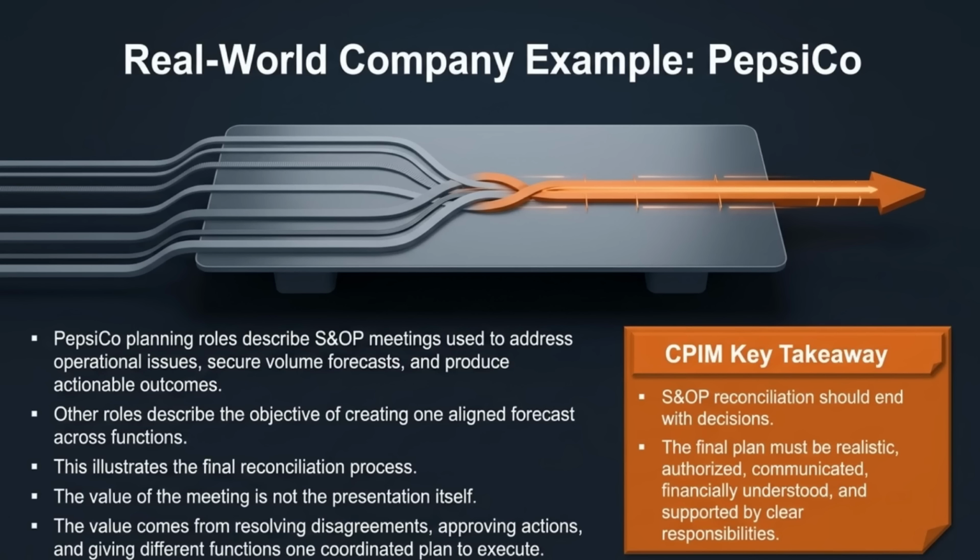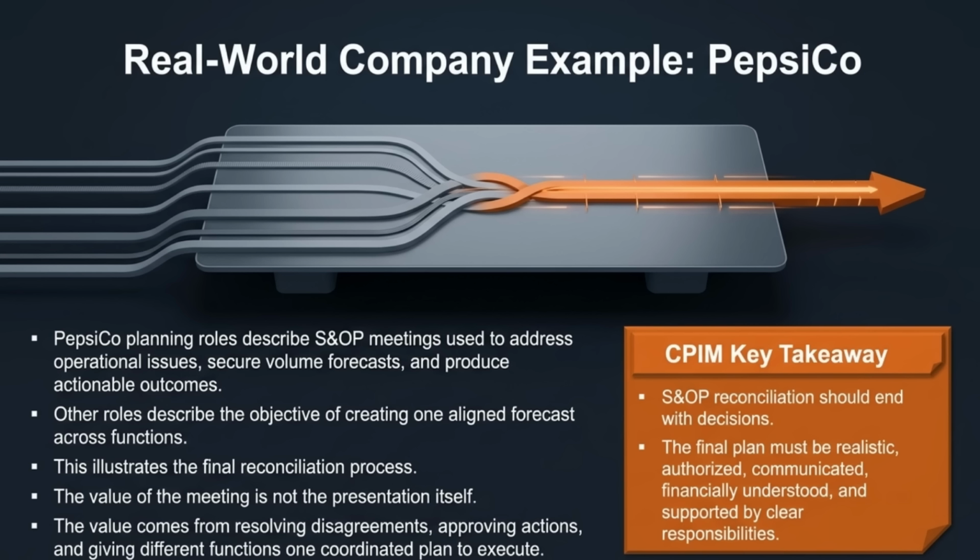Real-world company example: PepsiCo. PepsiCo planning roles describe S&OP meetings used to address operational issues, secure volume forecasts, and produce actionable outcomes. Other roles describe the objective of creating one aligned forecast across functions. This illustrates the final reconciliation process. The value of the meeting is not the presentation itself. The value comes from resolving disagreements, approving actions, and giving different functions one coordinated plan to execute.